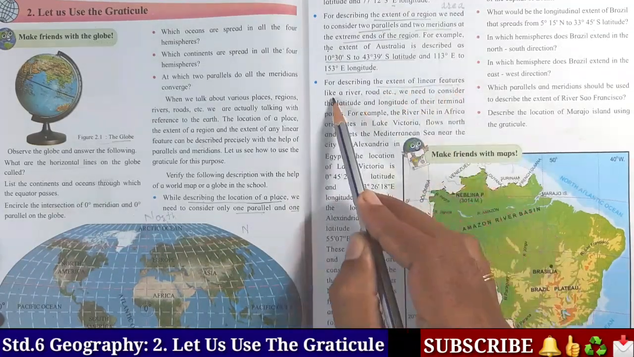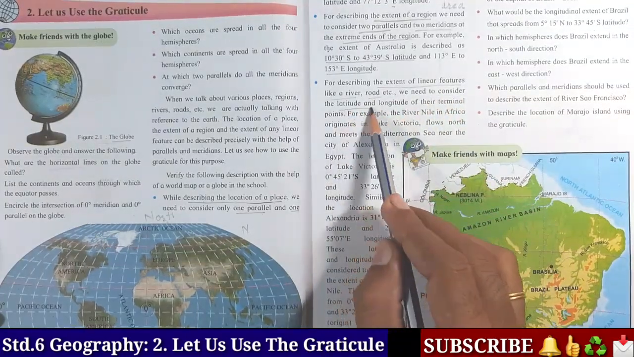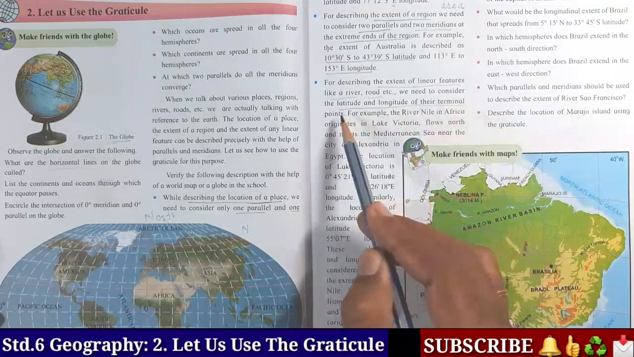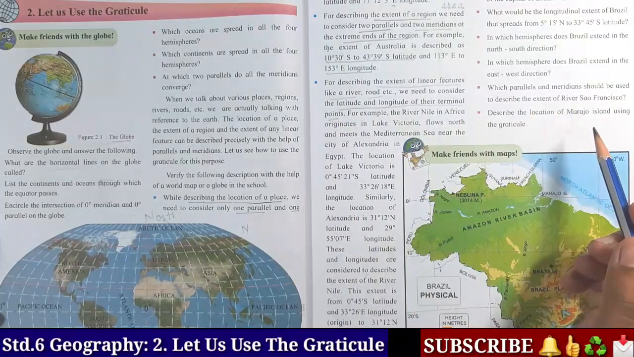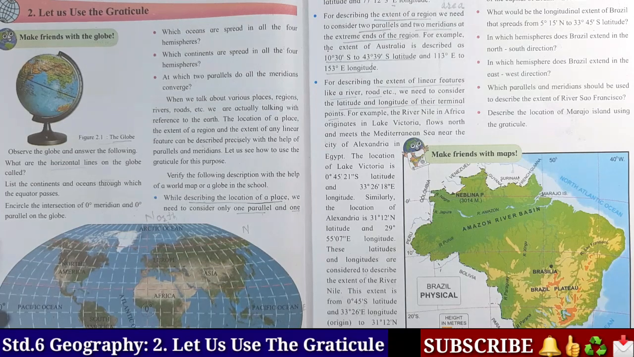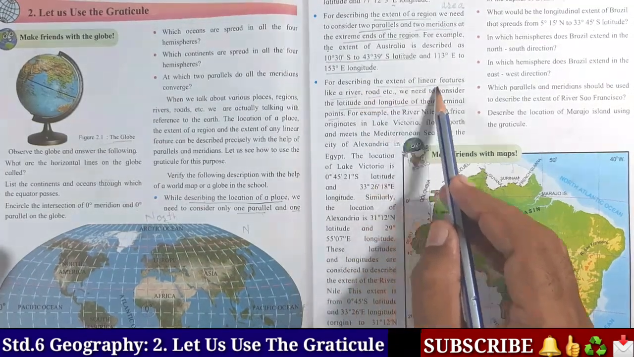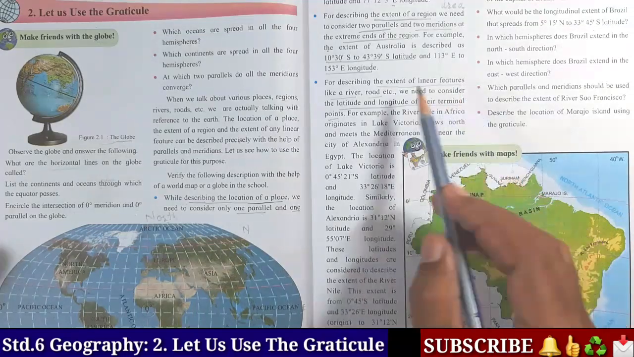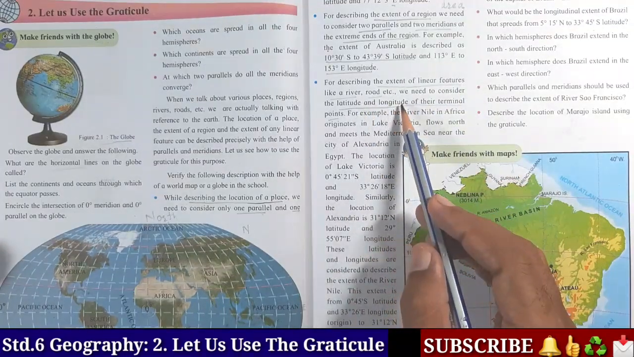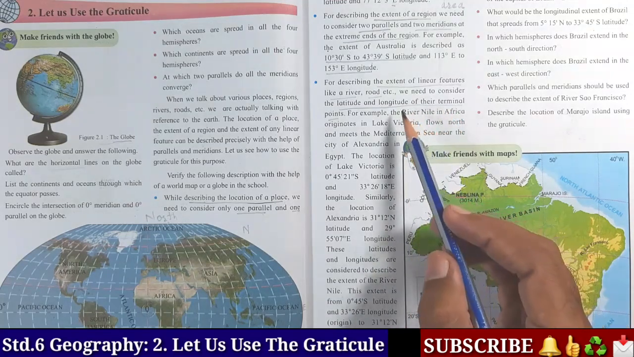Yes, like a river or a road, we need to consider the latitude and longitude of their terminal points. Okay, students? Earlier I explained what linear features are. It means features that can be shown with the help of lines. If you want to describe the extent of a linear feature, for example a river or a road, then how can we locate or describe it?